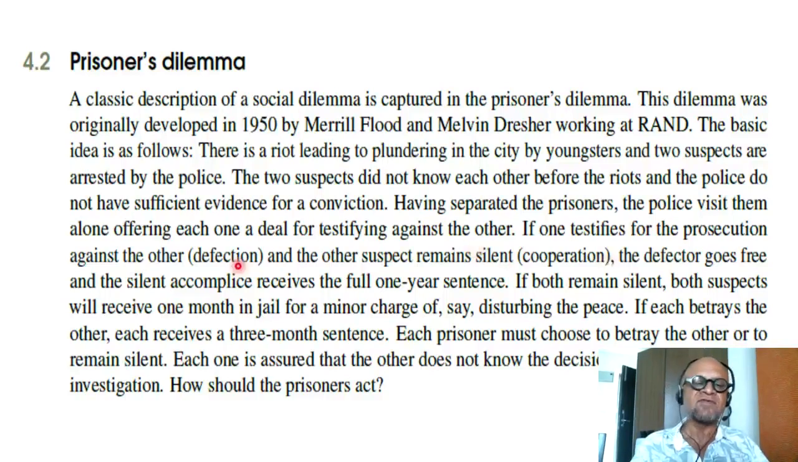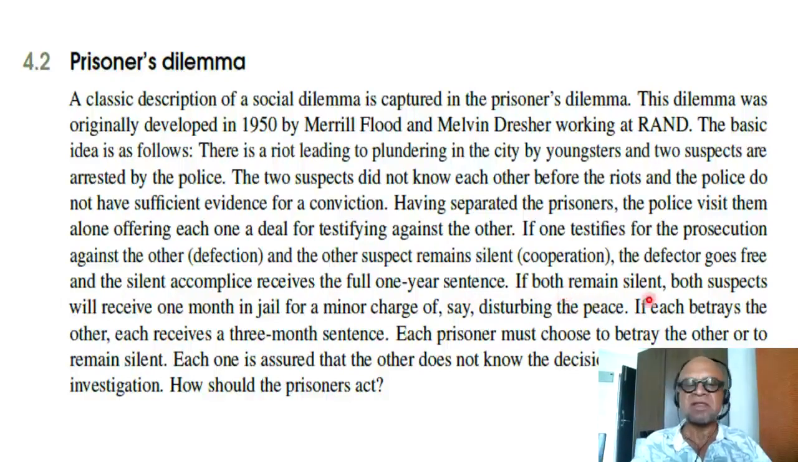If one testifies for the prosecution against the other, so that's called a defection, and the other suspect remains silent, which means it's cooperation, so he's expecting that the other prisoner will cooperate, the defector goes free and the silent accomplice receives the full 1-year sentence. So this is how it works. You plead, you were there, you were guilty, and then the other one is considered. You say I saw the other one stealing, and then the other one gets evidence for getting convicted, right?